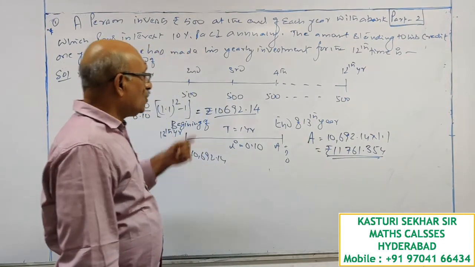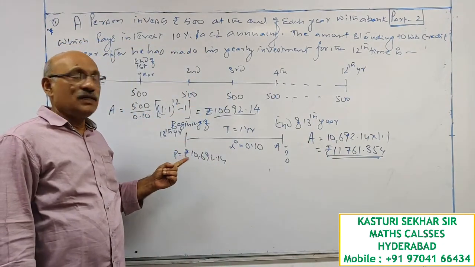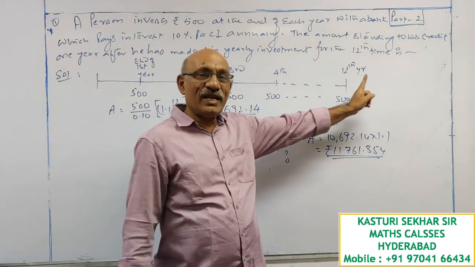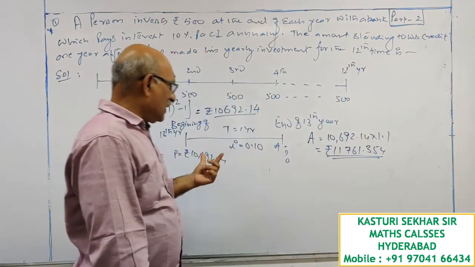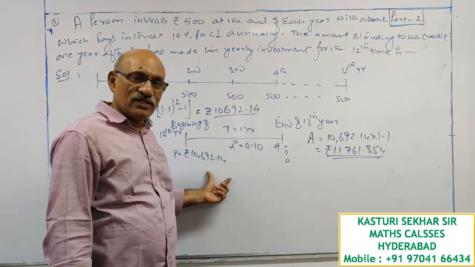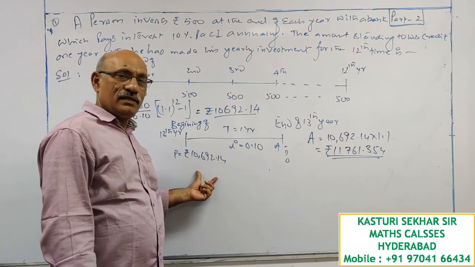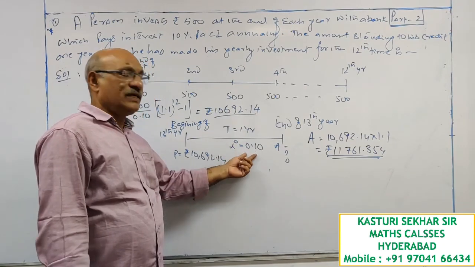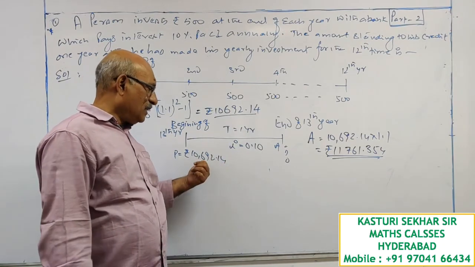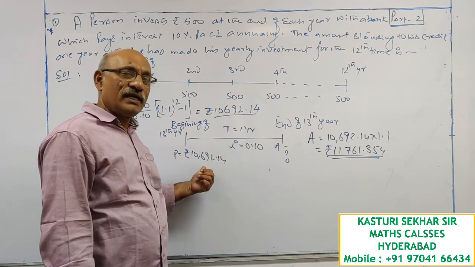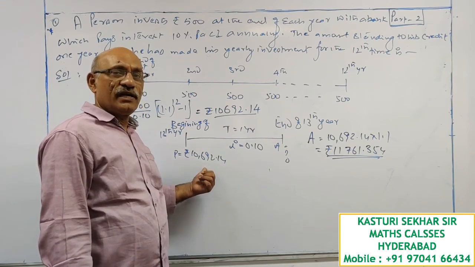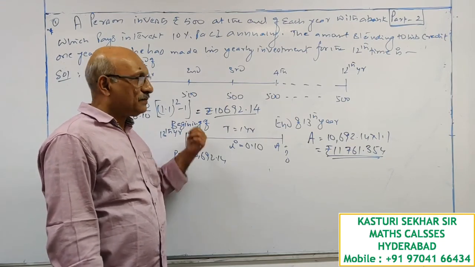Means two concepts are involved here. First 12 years annuity concept, and for the 13th year it is compound interest concept. For 1 year he is getting 10% interest on this. This is 10,692 one time investment, so compound interest concept I use it. Okay.